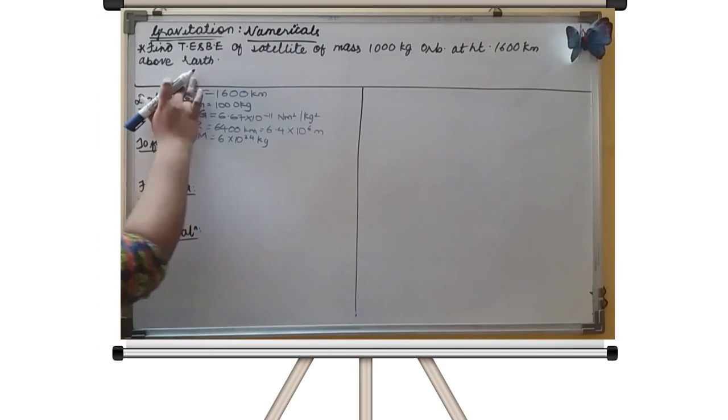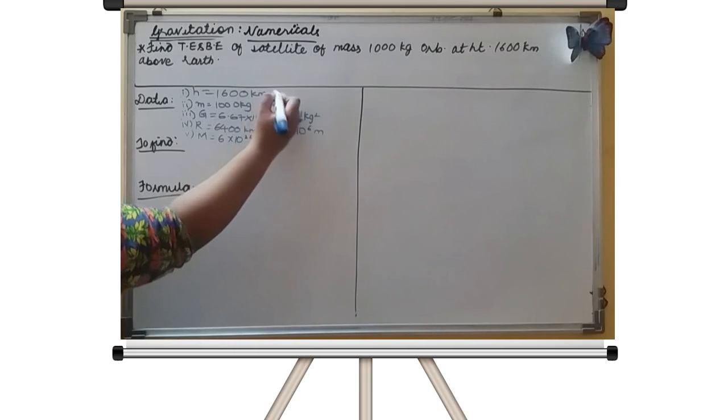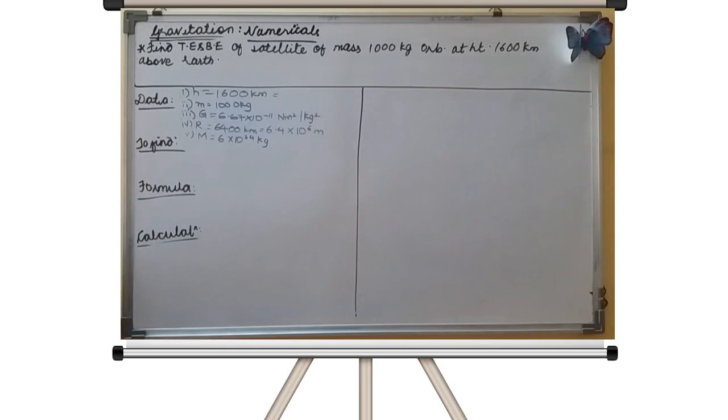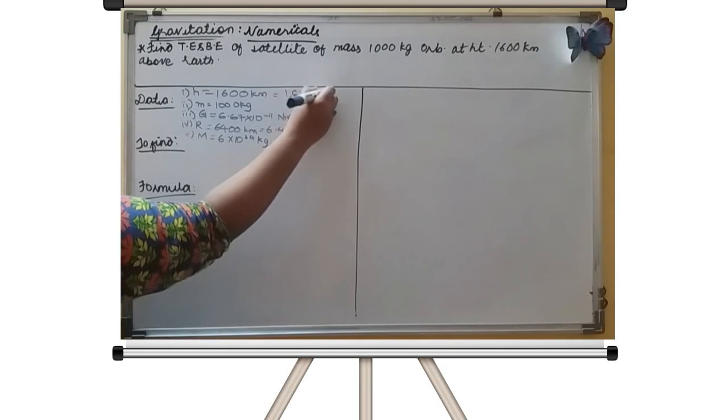We have to find total energy and binding energy of a satellite which has mass 1000 kg, which is orbiting at a height of 1600 km above Earth, and this was the information generally. G, R, M was given. I have written down M here. What is the height? It is given in kilometer. When we are converting R in meter, we will convert it also. It would be 1.6 into 10 raised to 6 meter.